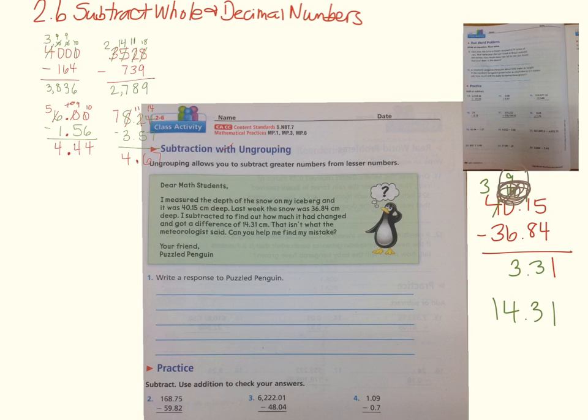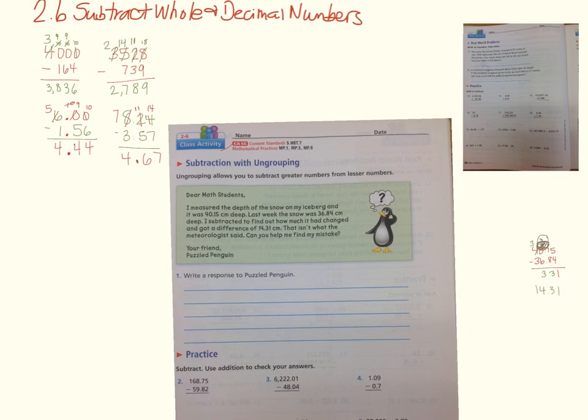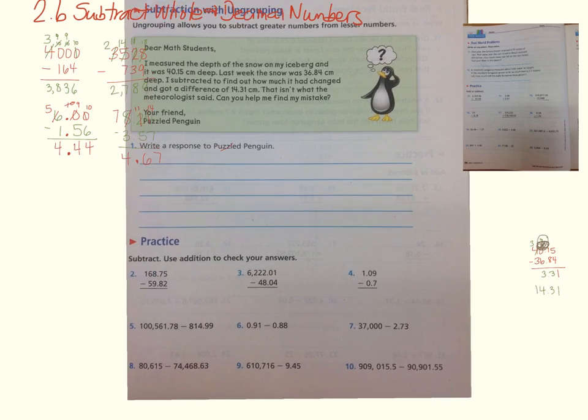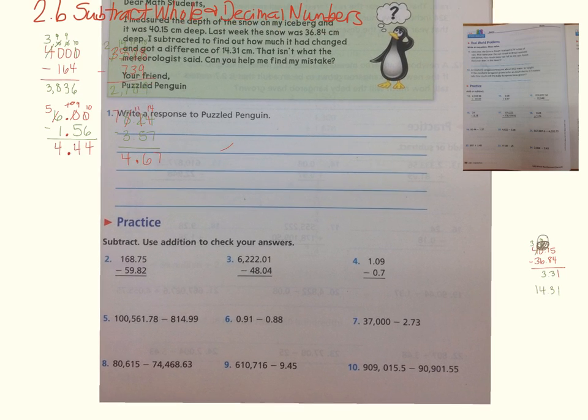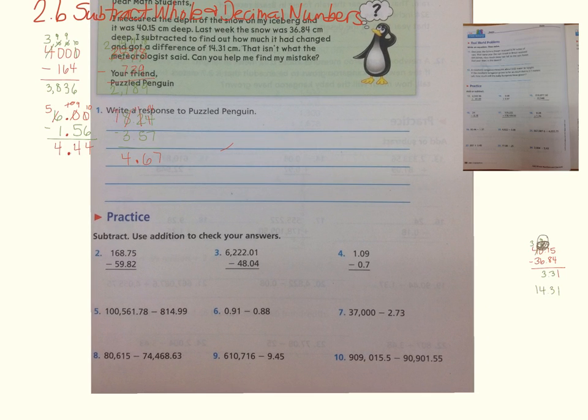So tonight is just subtracting. And my biggest thing for you is to, number 1, make sure you line up the decimals. And number 2, that you know when you have a whole number that the decimal point is at the end.